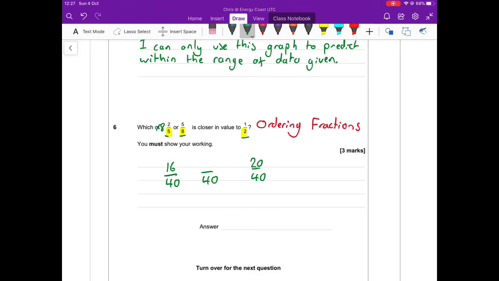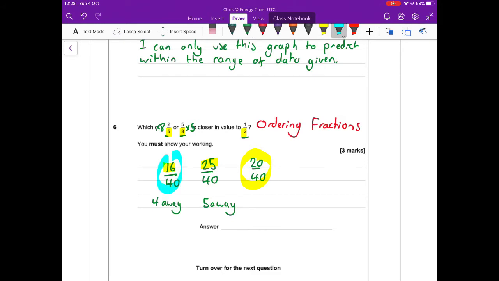And the second one, what do I times 8 by to get 40? I would times it by 5. And if I times the top as well, it'll stay as 5/8, but it's equal to 25 over 40. So, which is closer to 20/40ths? Is it this number here or this number here? Well, that is 4 away, because it's 16 from 20, and this is 5 away. So, there you go, that's your answer.